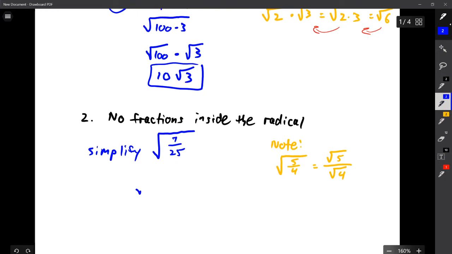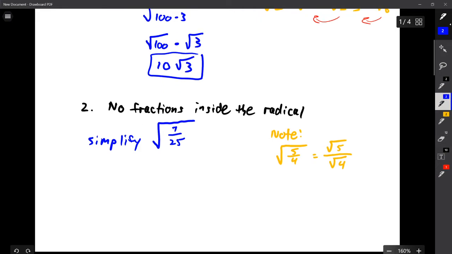So for example, we need to be careful not to write it like this, because that looks to me more like just the 7 is inside the square root sign. And what we're starting with here is that the whole fraction is inside the square root. All right, well, the square root of 7/25 I can rewrite as the square root of 7 divided by the square root of 25.